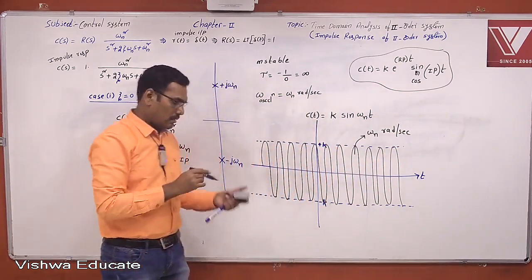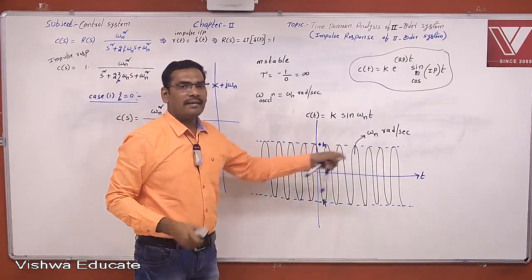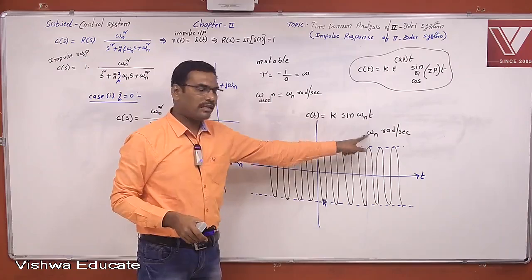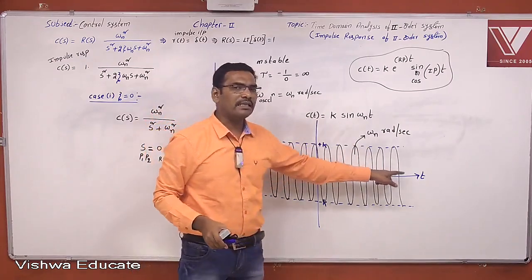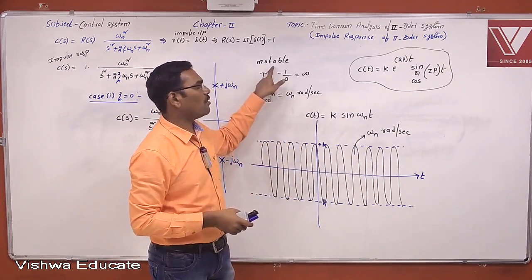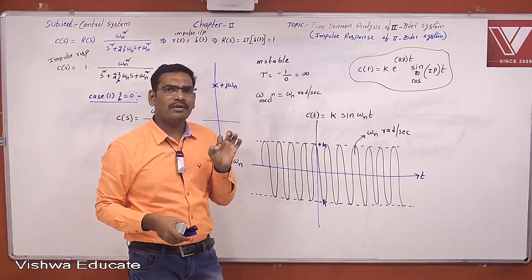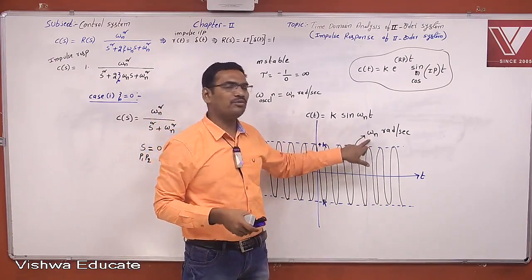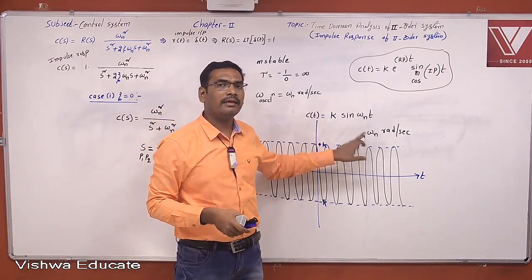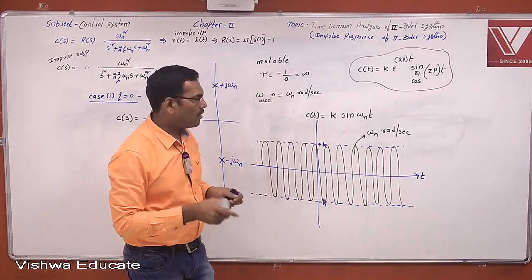Now see here, peak amplitude is constant amplitude and the frequency of oscillations from minus infinity to plus infinity irrespective of the input. That particular system response is called a marginally stable system. Any control system response that maintains constant amplitude and frequency of oscillations irrespective of input, that system is said to be marginally stable.